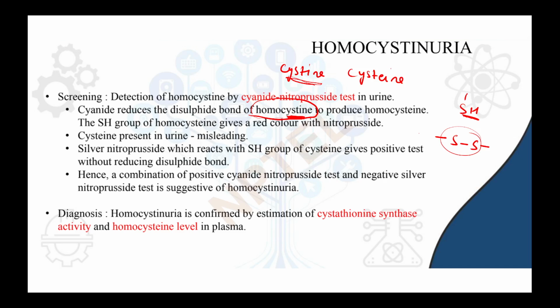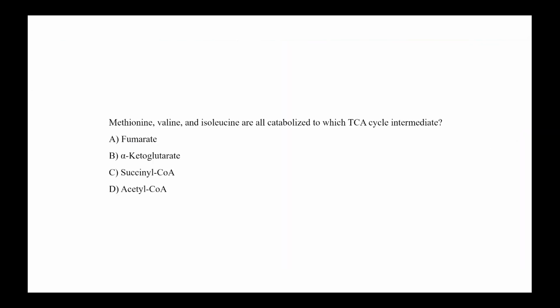Okay. And in the plasma, since the cystathionine synthase enzyme is deficient, you can confirm by estimating that enzyme activity and detecting the amounts of homocysteine in the plasma to detect homocystinuria. So first a urine screening is done. In case they see a positive result in urine screening, then they move to the diagnosis in the plasma. Is that clear?